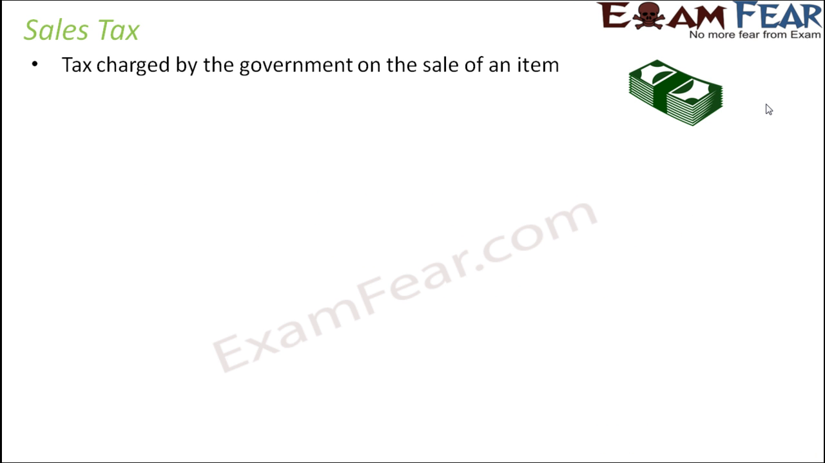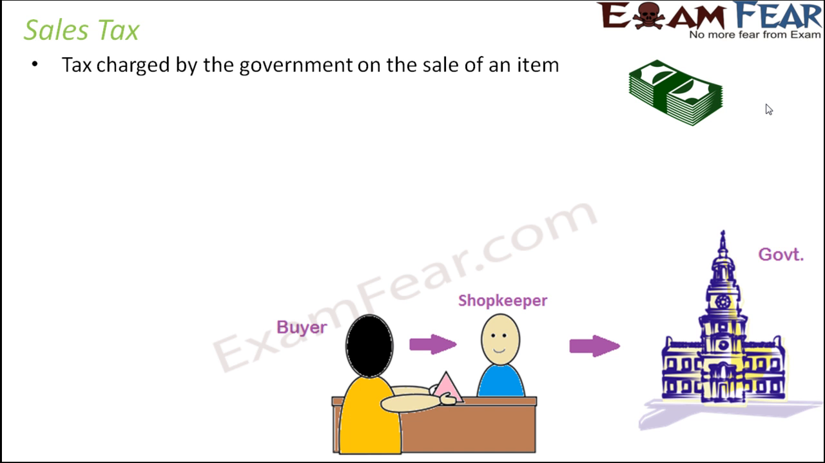Now we learn about another important concept which plays an important role in buying and selling of items, and that is sales tax. So this is basically a tax which is charged by the government on the sale of any item. So in very simple words, whenever you go to a shop and you buy anything, whenever the shopkeeper is selling something to you, some amount of money has to go to the government.